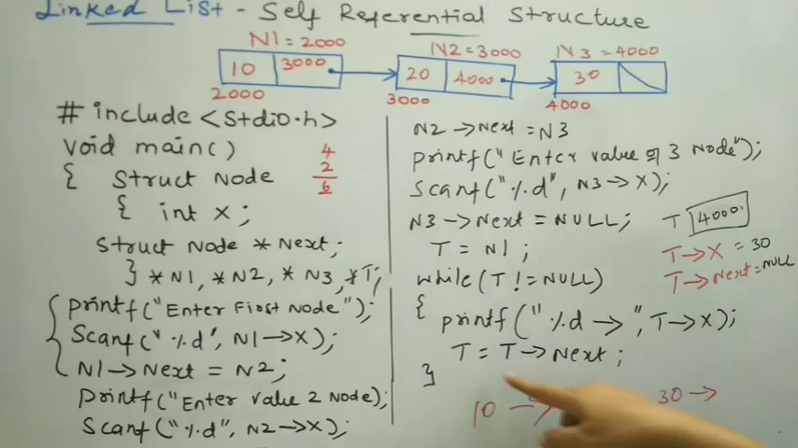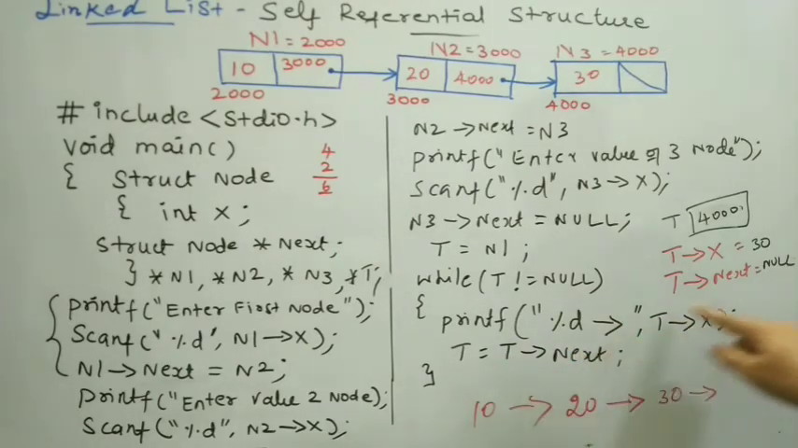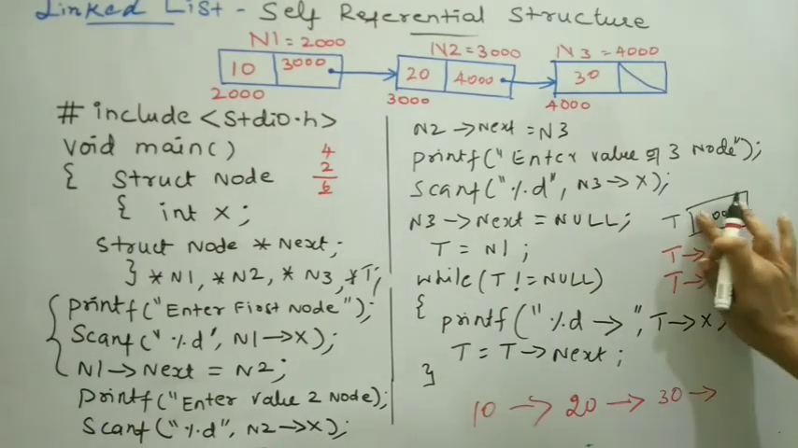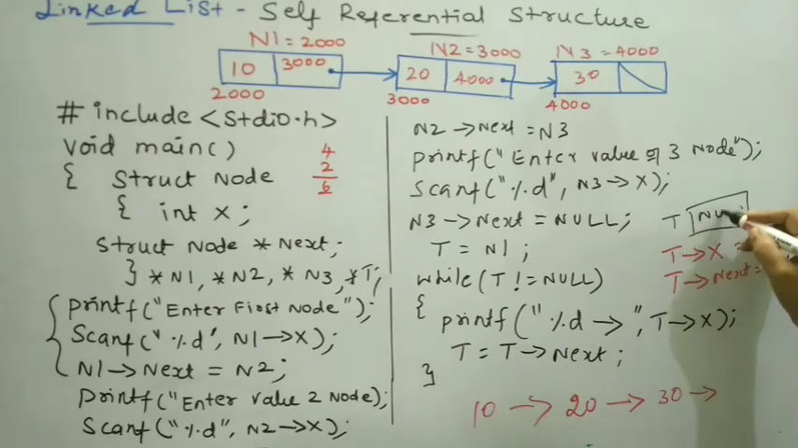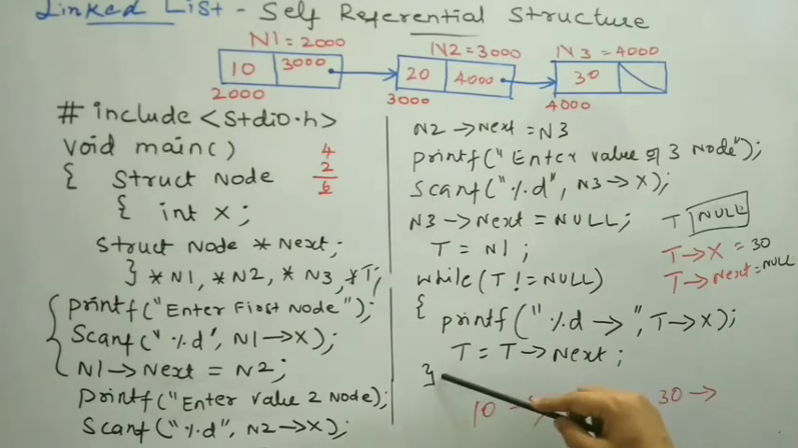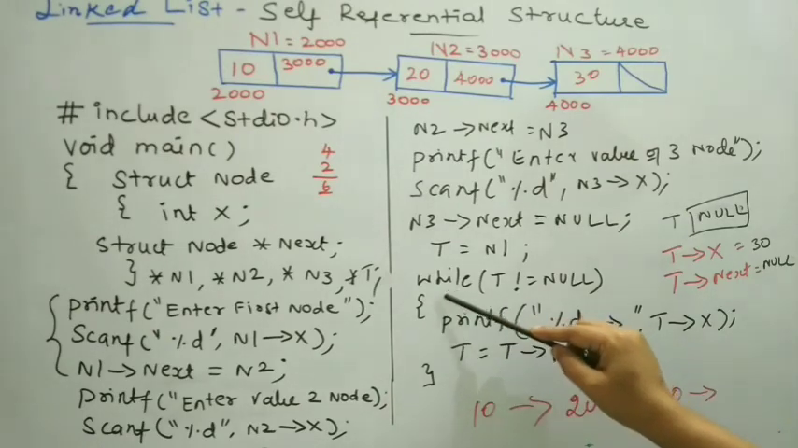And then t of next is assigned to t. Now t of next is null, so null will be assigned to t. Now t takes the value null. Still I am executing the while loop. As per the rule, after executing the last statement in the while loop, again it will jump back to the starting point of the while loop.